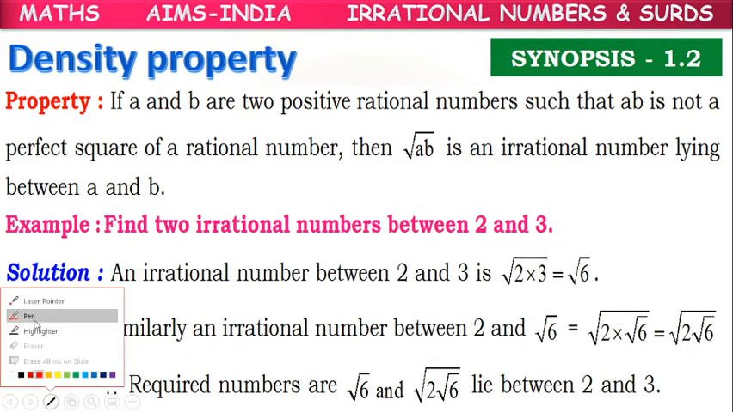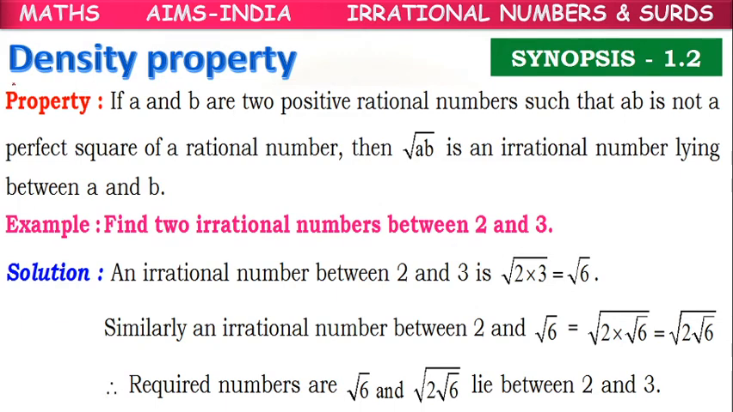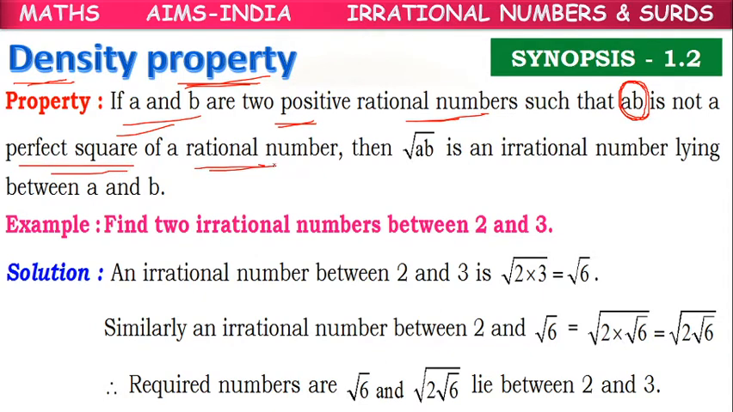Our concept today is regarding the density property of irrational numbers. If A and B are two positive rational numbers such that the product AB is not a perfect square of any other rational number, then the square root of AB is an irrational number lying between A and B.